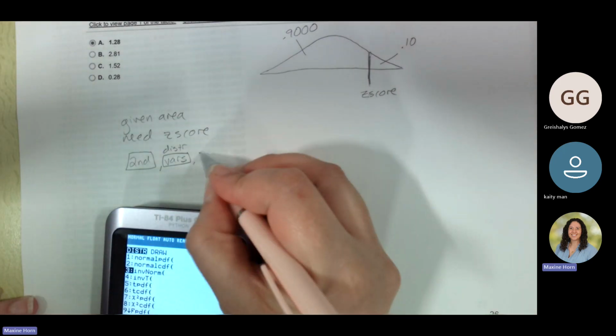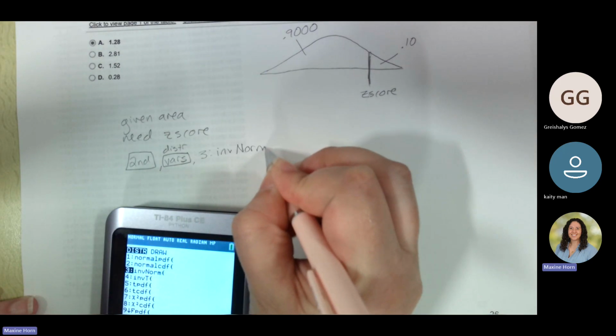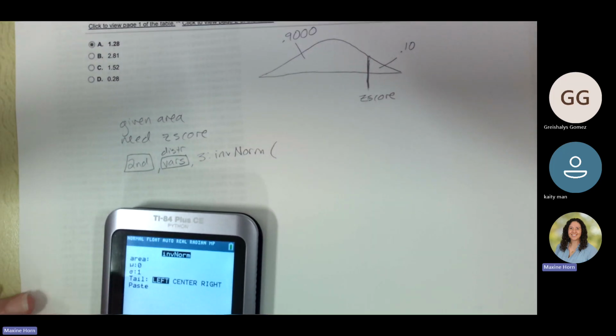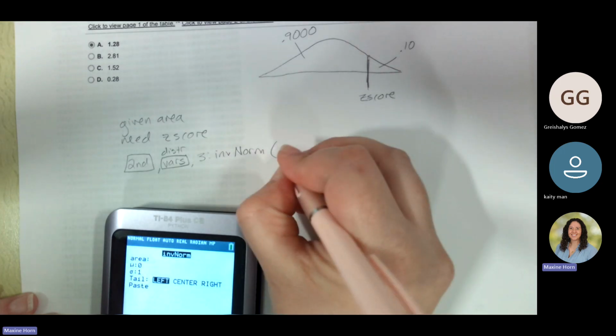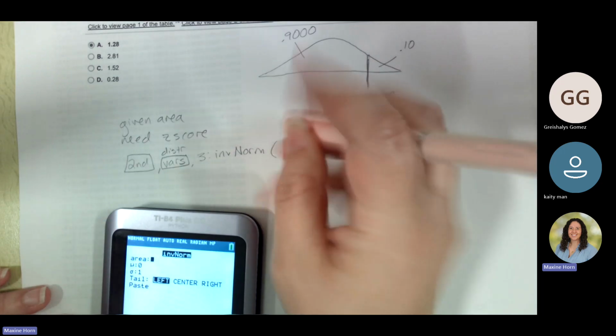I never finished writing that down. 3, inverse norm. Okay, so we have the area to the left is 0.9. Well, I'm not gonna fill that in there.